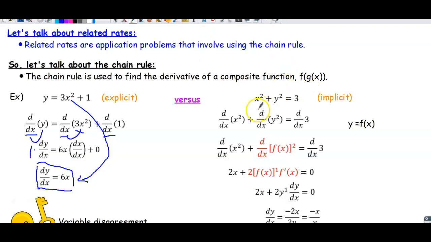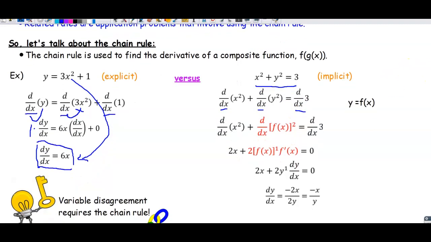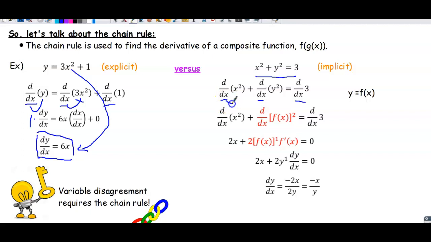In the second example, as I said, I have the equation of a circle, and I'm going to take the derivative with respect to x of both sides, all terms. For the first term, we have variable agreement. For the second term, we have variable disagreement, and on the right-hand side, we're simply taking the derivative of a constant. Because we have variable agreement in the first term, we take the derivative as normal, and using the power rule, the derivative of x squared is 2x.